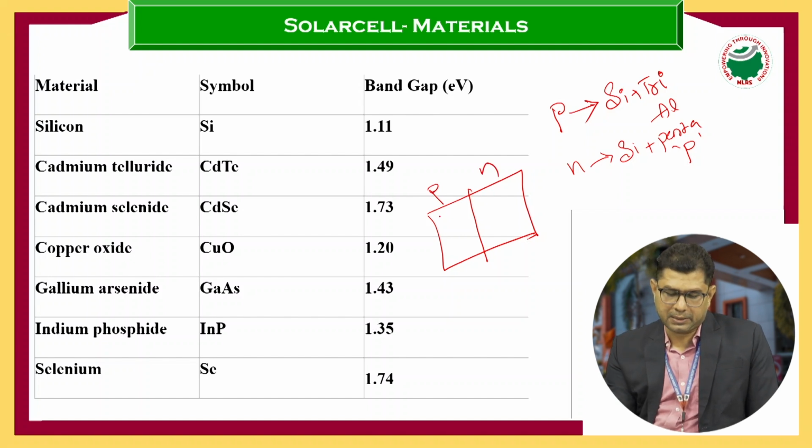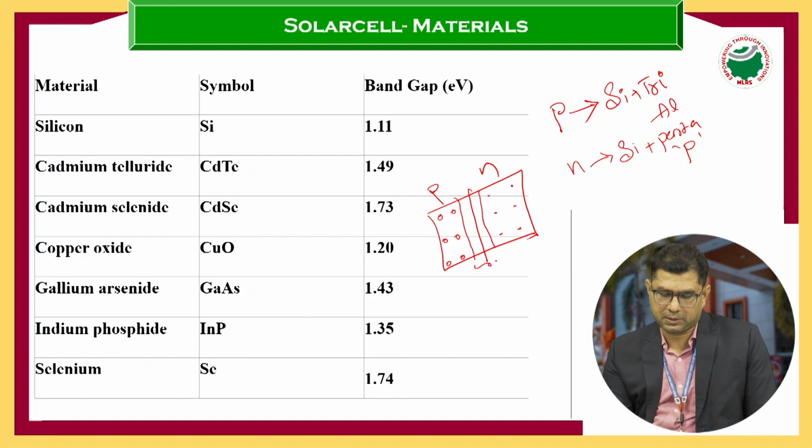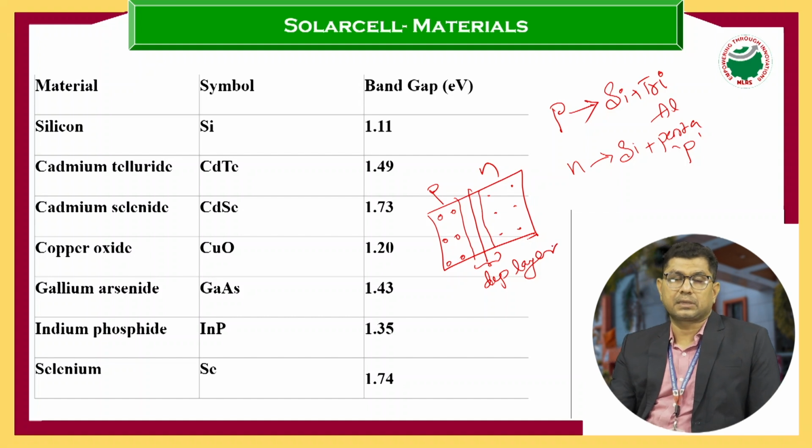Whenever a PN junction diode is formed, a depletion layer is formed at the junction. This is the P-type and this is the N-type. Here the depletion layer is formed. What is the meaning of depletion layer? It is the region where the charge carriers get neutralized. That region is called the depletion layer.